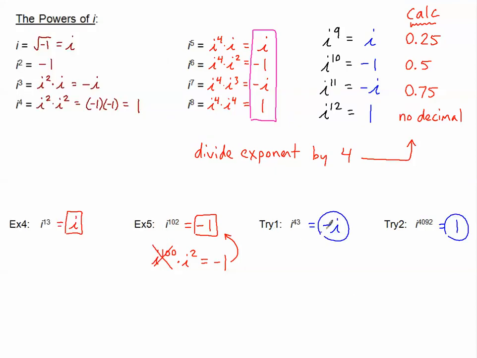For try 1, you should have gotten that equal to -i, and for try 2, you should have had that equal to 1. So there's not much work that you can show for these unless you want to do something like this. It might just be in the calculator or in your head.